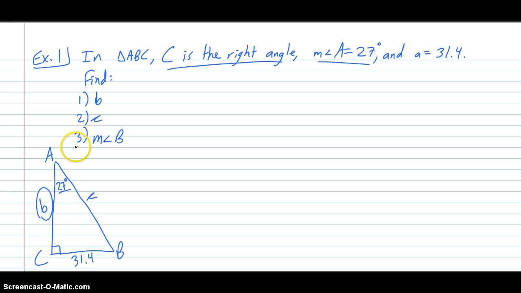Never start from the right angle, but start from one of the acute angles that you know. And I would say, okay, do I know a side relative to that angle? And I do. It happens to be the opposite, right? 31.4 is opposite. Well, what is B relative to that angle? B is the adjacent, right? Well, what trig function involves adjacent and opposite?